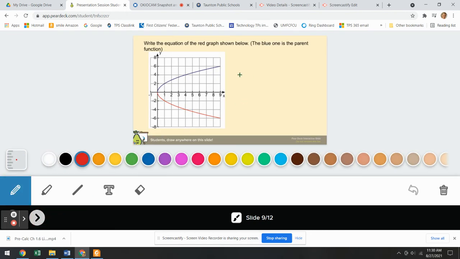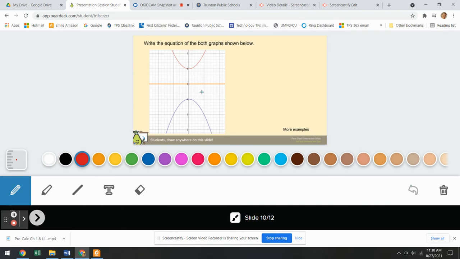Write the equation of the red graph shown below. The blue one is the parent function. So we can see that the blue one is the square root function. And then I'm going to try doing it with text and coming back and putting the square root sign. So we can see that it reflected over the x-axis. So we're going to write f of x equals, and I'm going to come back and put the square root in a minute. So we have to do minus, and then the square root will come in of x. So let me grab my pencil. There we go. And that will flip it over.